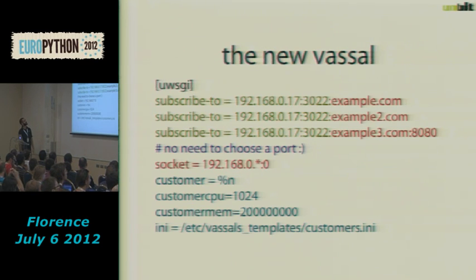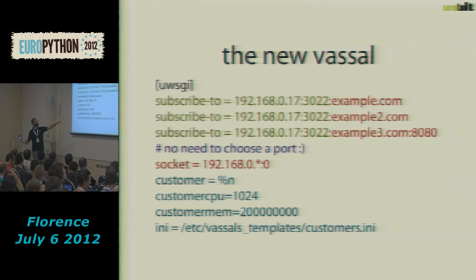And this is our new basal config. We subscribe to two different domain names on the same subscription server. And the most funny part is the one in red, where you don't need to choose a port. The uWSGI will choose the first available port and will communicate it during the subscription. That syntax using the asterisk will allow you to reuse that file on all of your machines, as it will automatically find the first IP address corresponding to that glob.